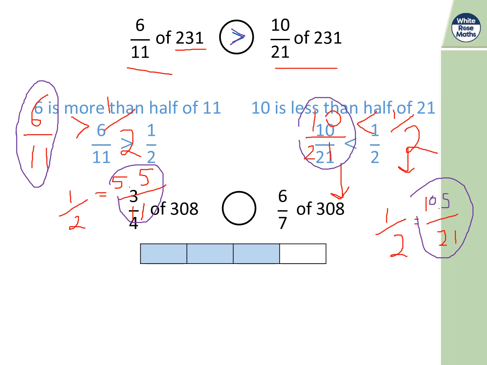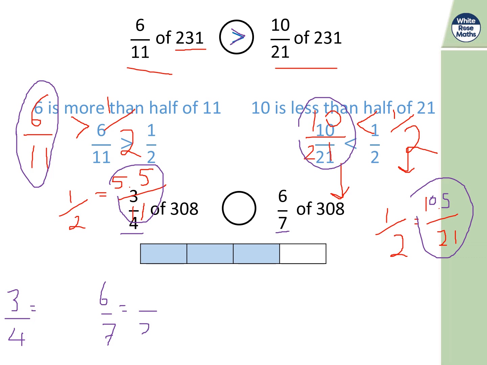So 3/4 of 108 and 6/7 of 108, okay? So again, we are going to be comparing the size of the fractions. So which one is bigger? Now, one way of doing this is to make it so it's out of a common denominator. So I can multiply both fractions so it's out of 28.